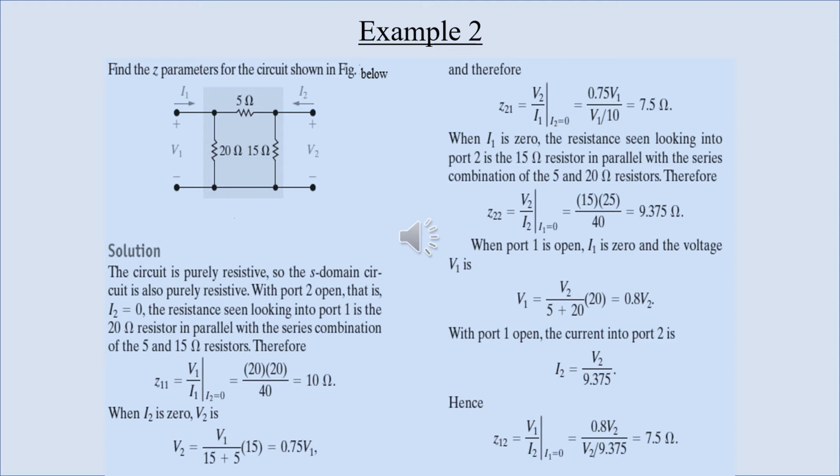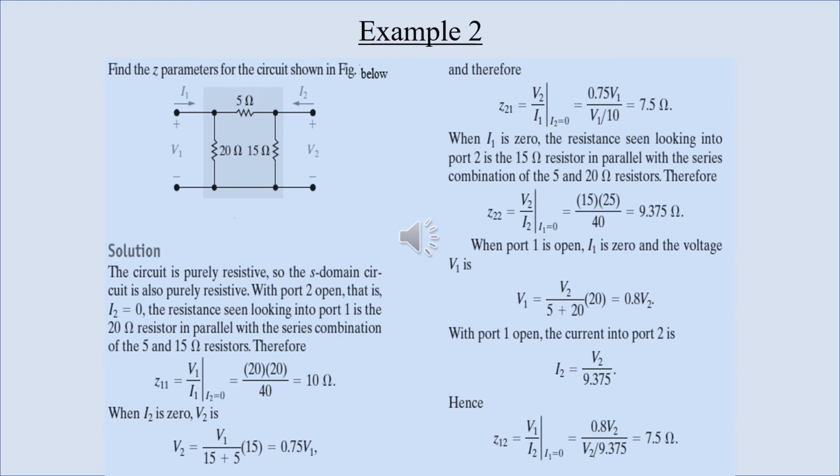So Z21 will be equal to V2 over I1, and our V2 is 7.5 I1 over I1, and that will give us 7.5 ohms. Or just use our V2, which we already calculated to be 0.75 V1, and our I1, from Ohm's law, I equals V over R. That will give us V1 over 10. That will equally give us 7.5 ohms.